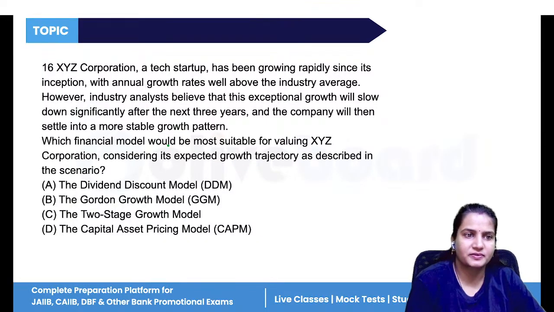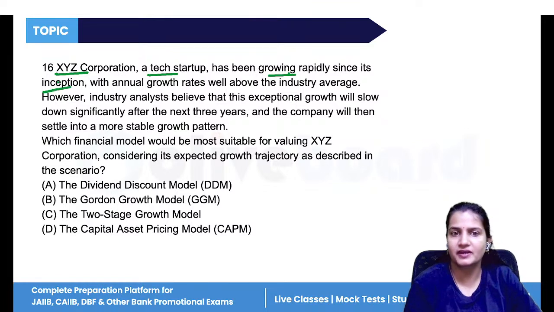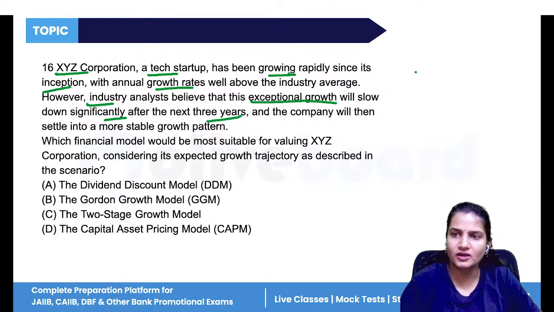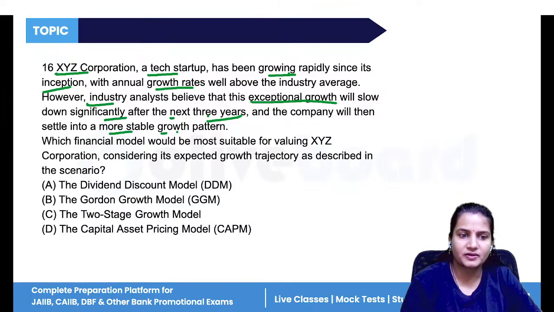Now, next, question number 16. XYZ Corporation is a tech startup that has been growing rapidly since it started operations, with a good annual growth rate. However, industry analysts believe that this exceptional growth will slow down significantly after 3 years, and then it will settle into a more stable growth pattern. Which financial model would be most suitable for valuing XYZ company?